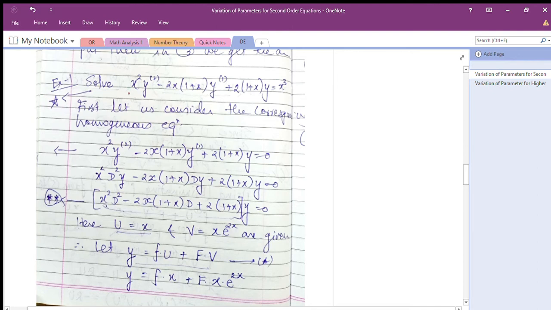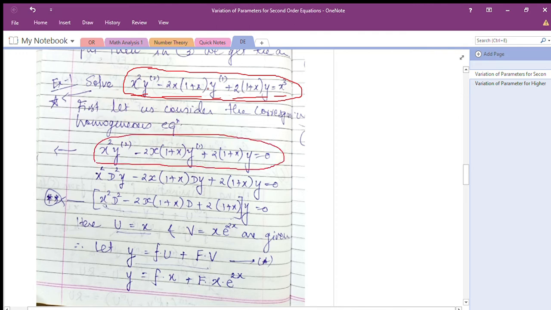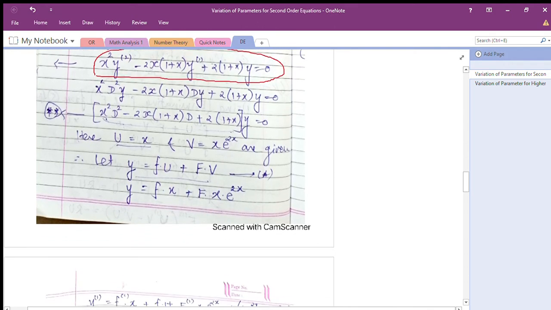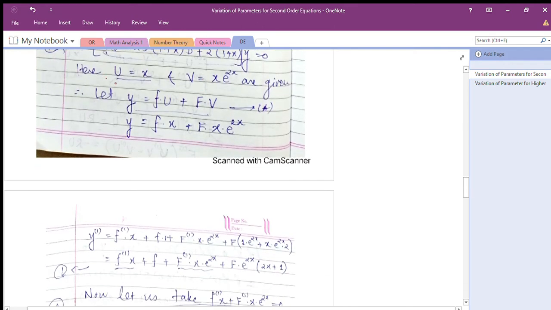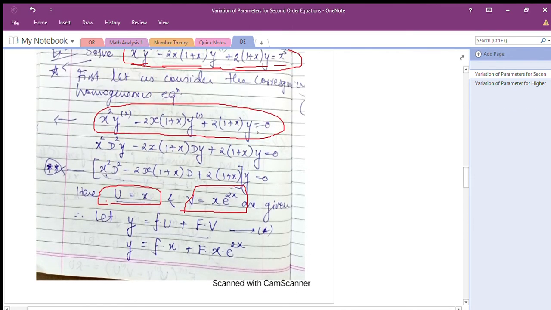So this is the example: x square y2 minus 2x(1 plus x) y1 plus 2(1 plus x) into y is equal to x cube. First of all, we need the solutions of the corresponding homogeneous equation of this equation. So let us consider this as the homogeneous equation which corresponds to the given equation. Suppose we are given that u is equal to x and v is equal to x e raised to 2x are the solutions of this homogeneous equation.